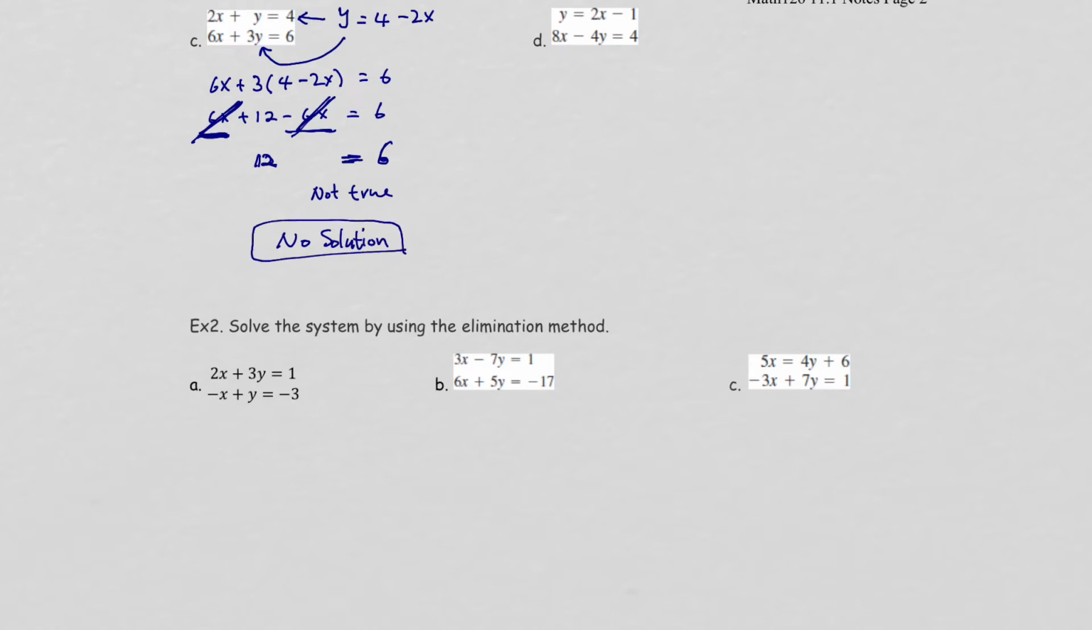No solutions means these two lines are going to be parallel lines. So they will never meet each other. There will be no points that will satisfy those two equations.